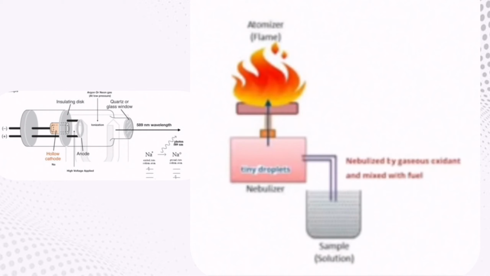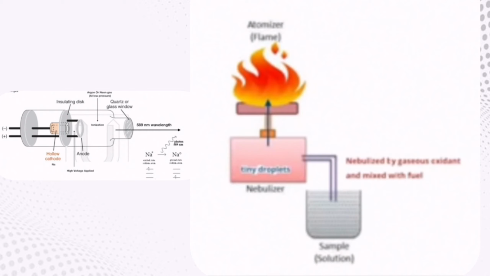These droplets mix with the oxidant and fuel. That is, here in flame ionization, to maintain the flame, oxidant and fuel components are required. Here we use air, using a vacuum pump, as oxidant and acetylene gas as fuel to burn the flame. So now our tiny droplets of sample from the nebulizer mix with the oxidant and fuel and reach the atomizer. From the name itself we can understand the atomizer is used to form the sample into atoms.